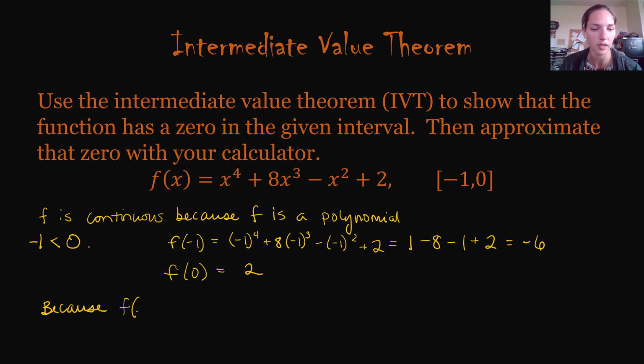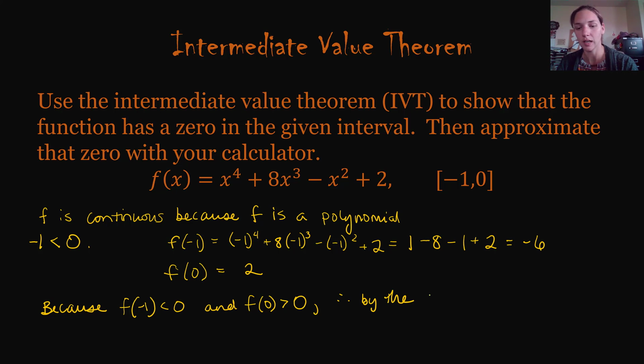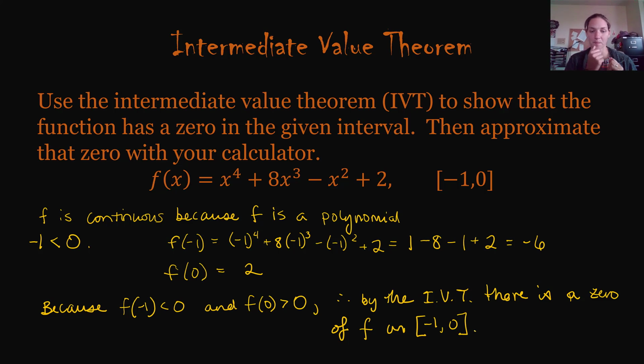because f of negative 1 is less than 0, and f of 0 is greater than 0, therefore, have you guys ever seen the triangle therefore before? Using it here. Therefore, by the intermediate value theorem, there is a 0 of f on the interval negative 1 to 0.